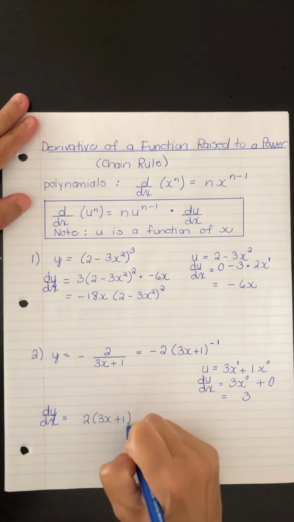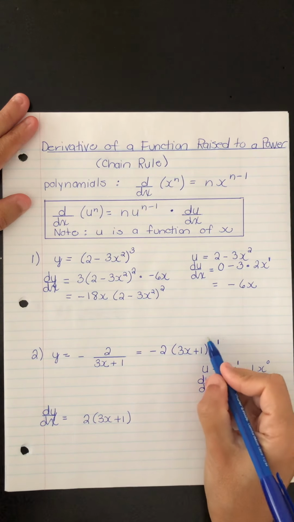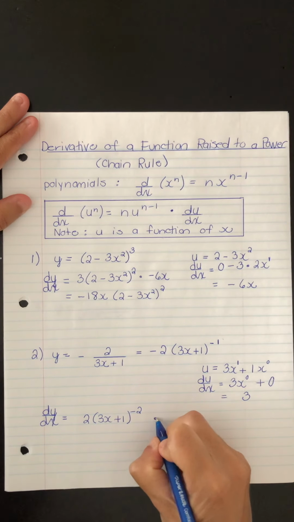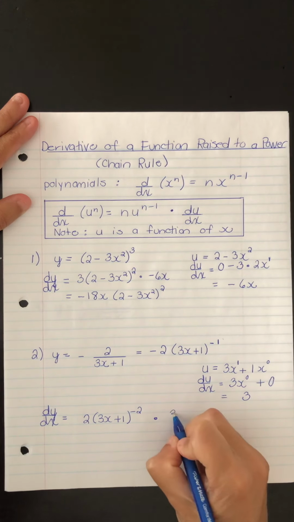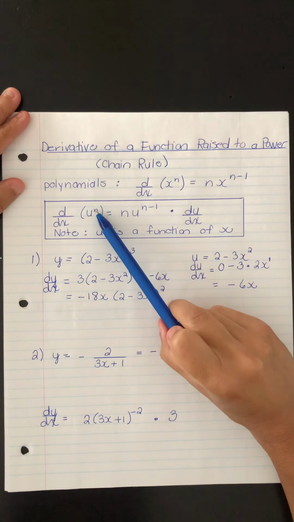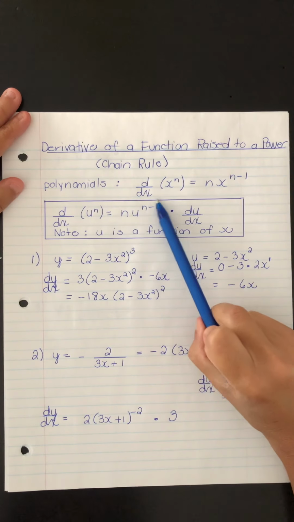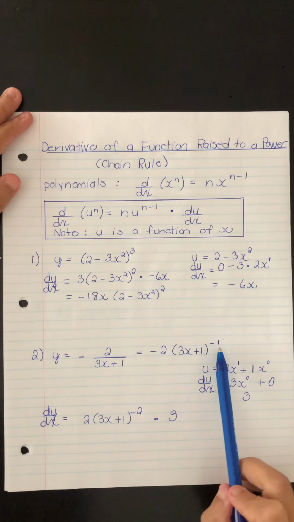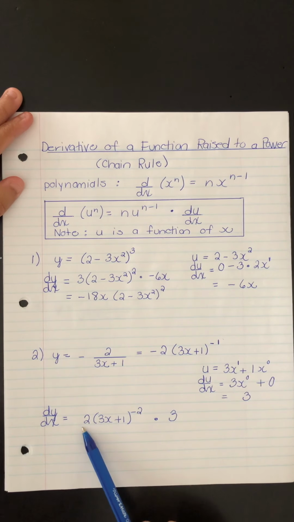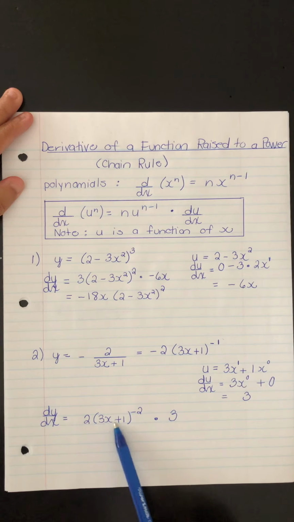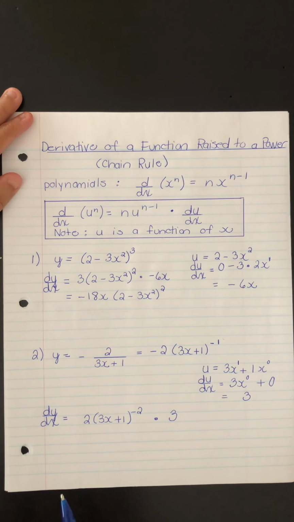We repeat the inside of the bracket. We subtract 1 from the exponent and it will be negative 2. And then we multiply by the derivative of the inside of the bracket, which we already determined was 3. Okay, so again, the exponent comes forward, multiplies by the negative 2 already there, 1 is subtracted from the exponent, and then multiply by the derivative of the inside of the bracket.